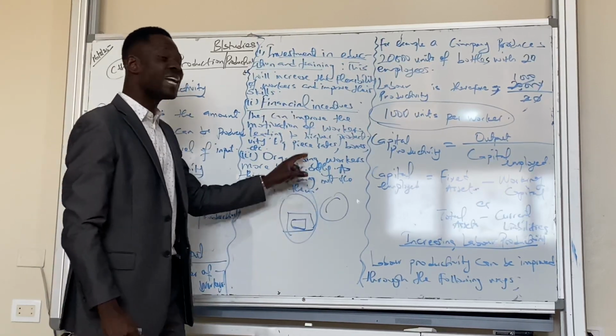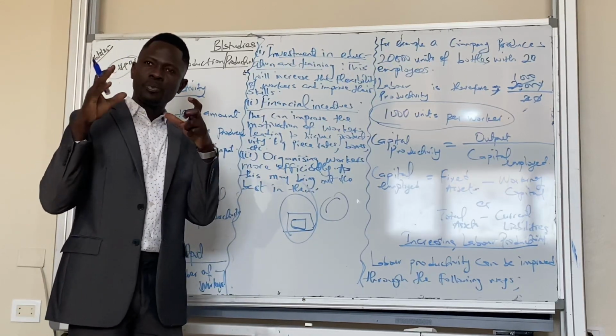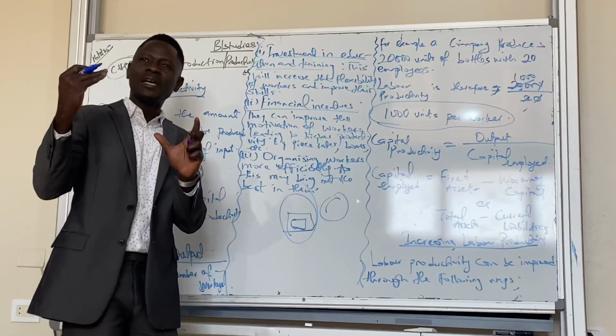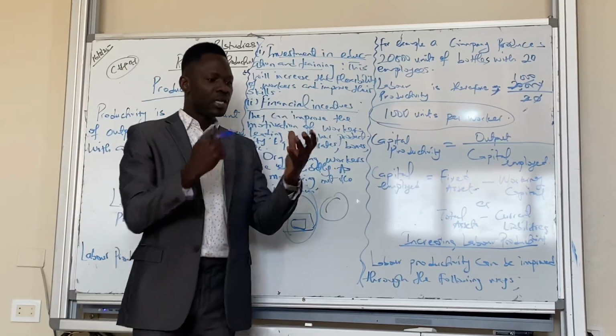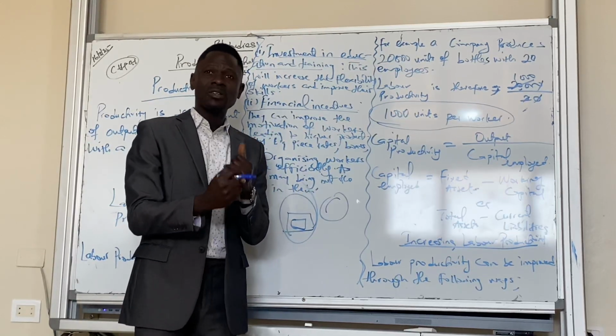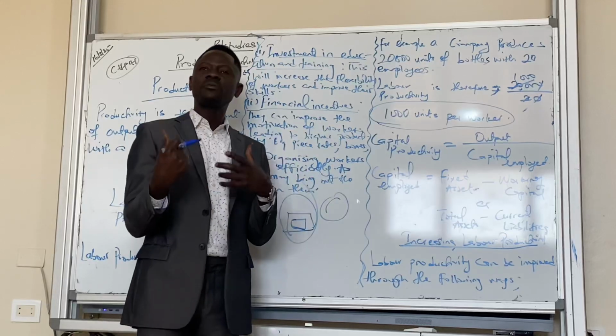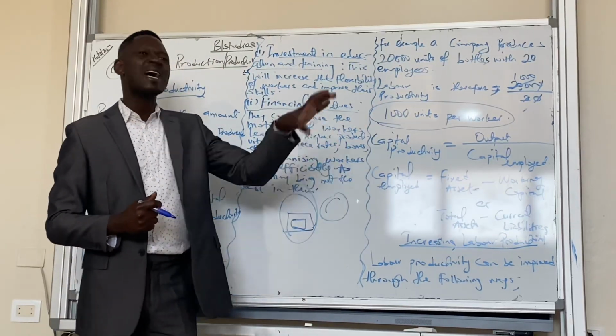Most of the time, we might have workers not being able to produce to their highest potential because they are not in the right position. So to increase labor productivity, one, you might have to invest in education and training. Two, you might have to financially motivate your workers or place them in the right position.